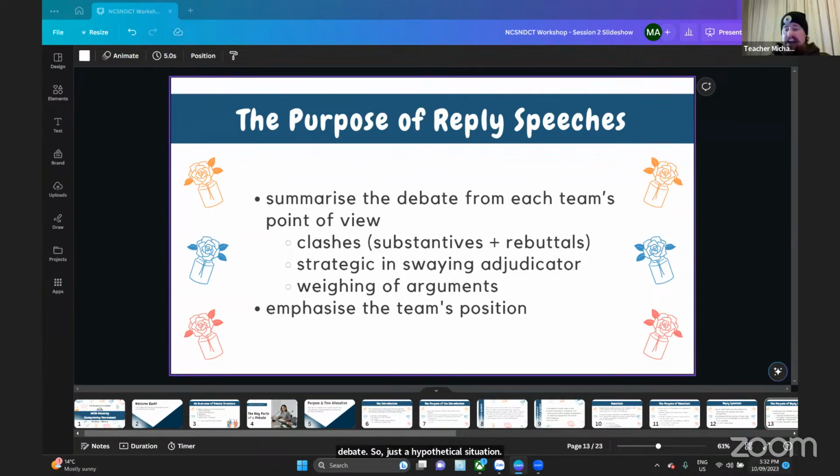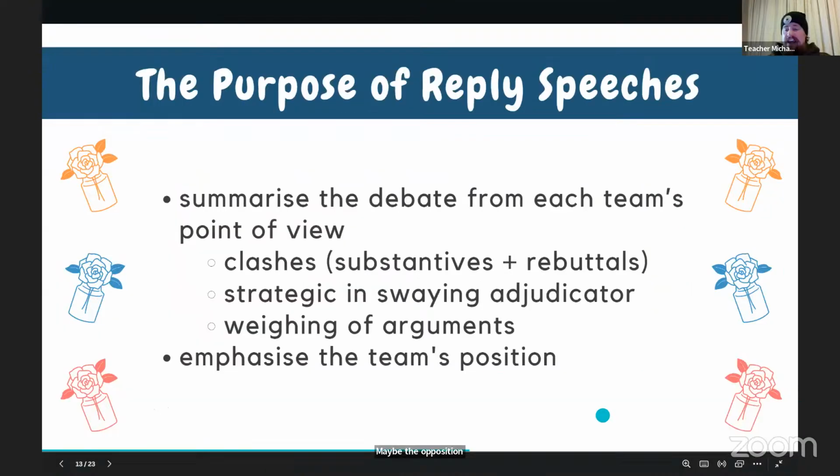Just a hypothetical situation, maybe the opposition team are doing a better job of making their arguments, and based on the substantives, it looks like the opposition team's going to win. But right at the end, if the opposition team don't put as much effort into their reply speech, but the proposition team do an absolutely incredible reply speech, that can, in the judge's opinion, sometimes sway the results of the debate. So don't ever underestimate the importance of these reply speeches. They can sometimes decide the results.